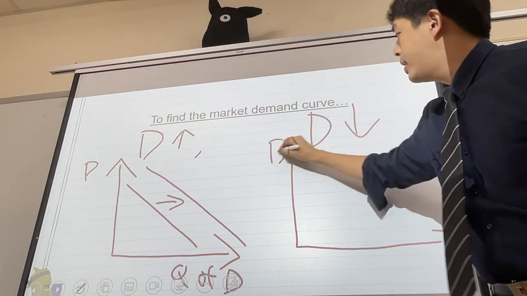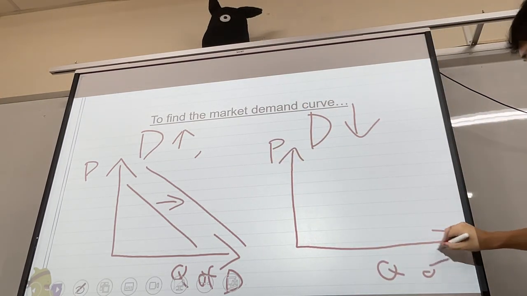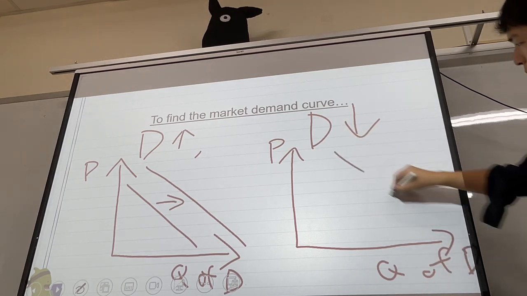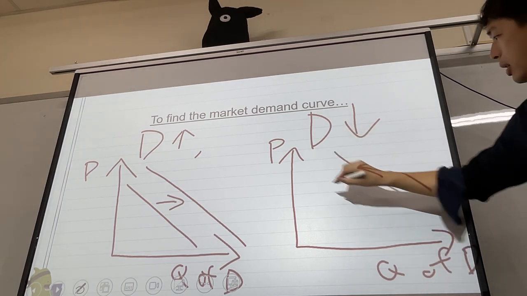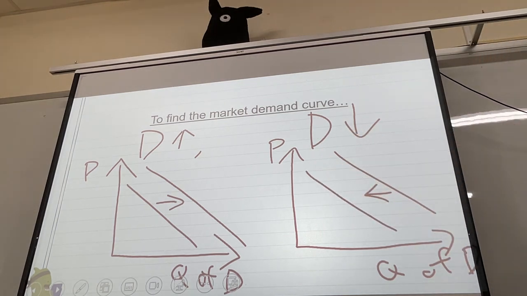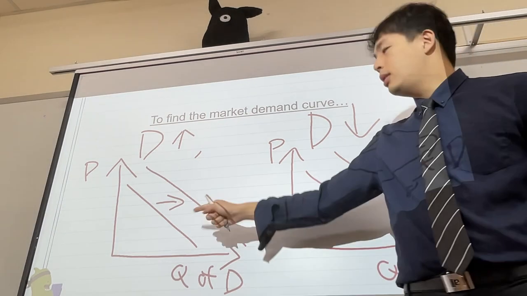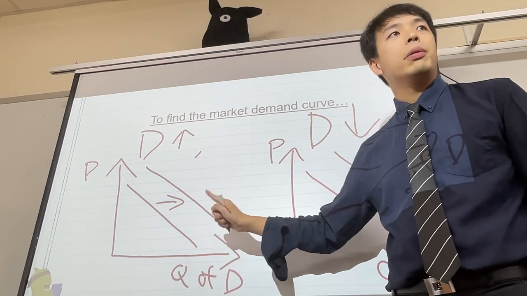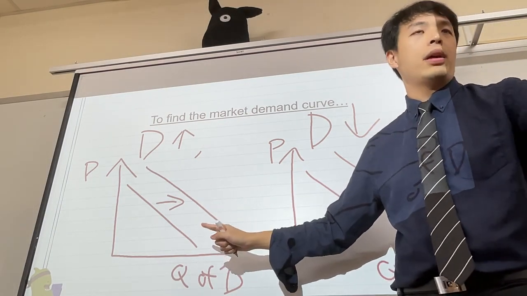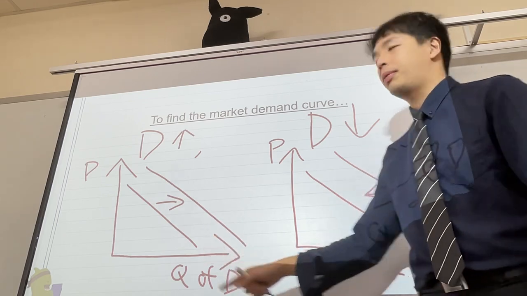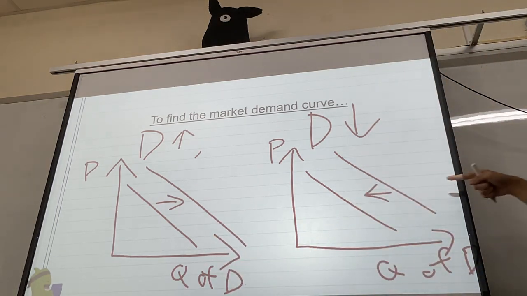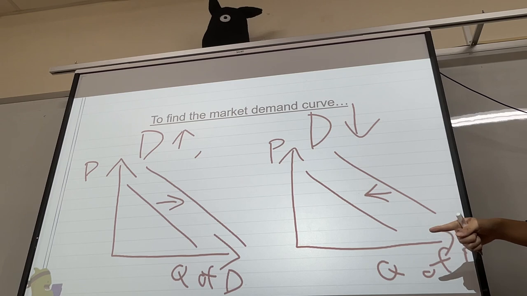So price and then quantity of demand. So if we have a demand. When the demand goes down, it goes to the left. This is a big difference. When they say demand goes up, please, this is what it means. It has nothing to do with price. Demand goes down, the curve goes to the left. Nothing to do with price, okay?